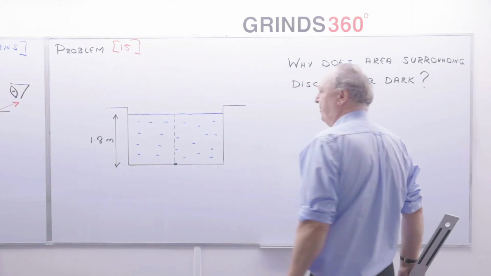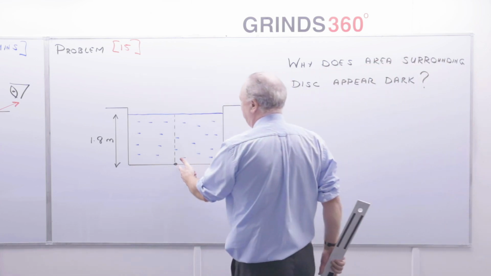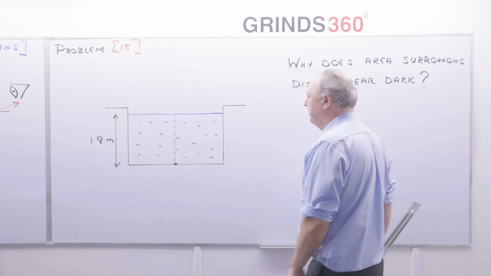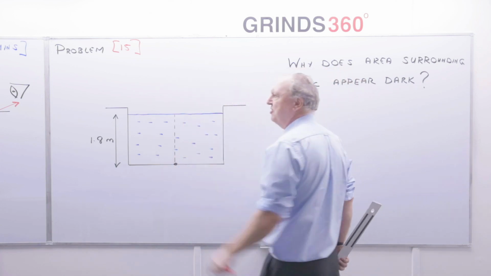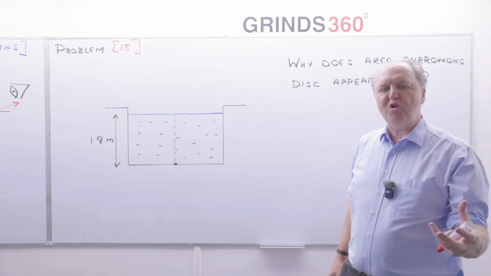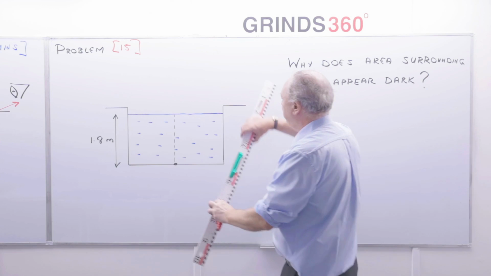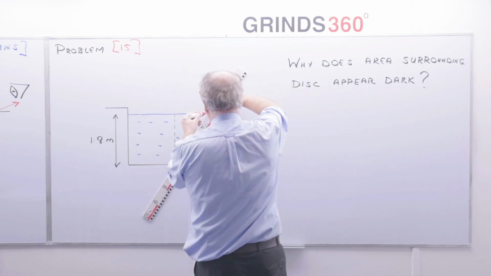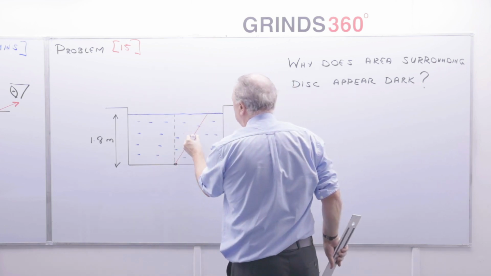So let me explain what's going on here. You've got millions of rays of light coming from your object at the bottom of the pool. And if the angle of incidence is smaller than the critical angle, that light will escape. But you will get to a point where the angle of incidence is the critical angle. Let's say this ray of light here.